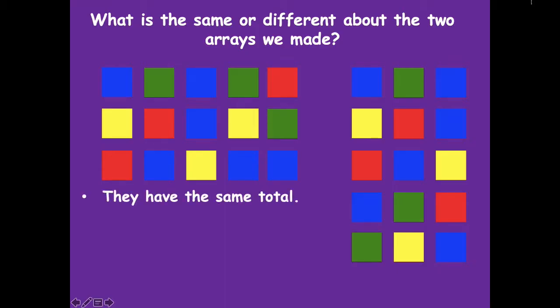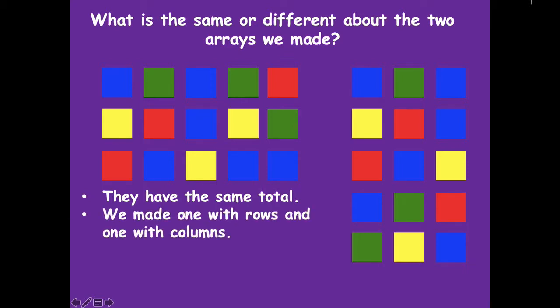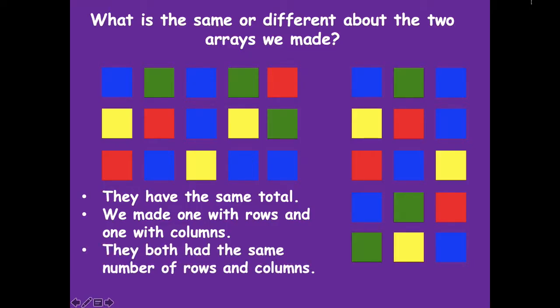All right, so one of the things is they have the same total, right? They both had 15. We made one with rows and one with columns, like when we first talked about it, right? So the one on the left here was talking about rows, and the other one we made it talking about columns. They both had the same number of rows and columns, and they both had 3 groups of 5.